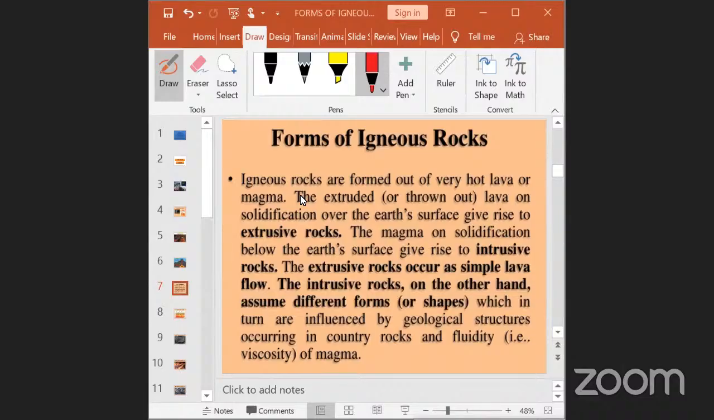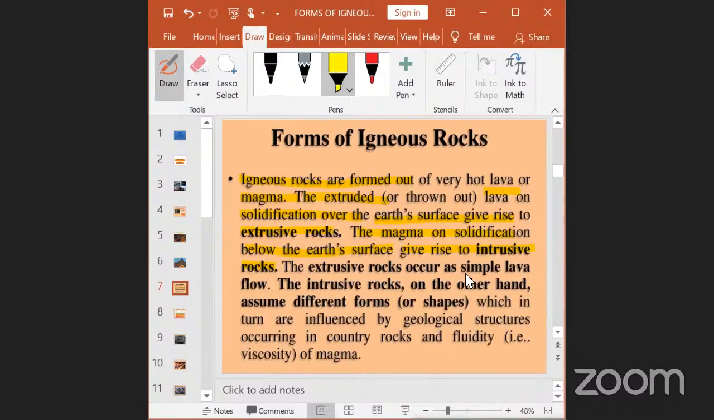You see here, the igneous rocks are formed out of very hot lava or magma, right? The extruded lava on solidification over the earth surface gives rise to extrusive igneous rocks. The magma on solidification below the earth surface gives rise to intrusive igneous rocks, right? So this is below the earth surface and this is above the earth surface.